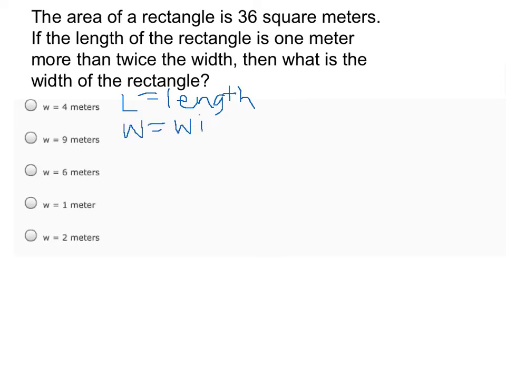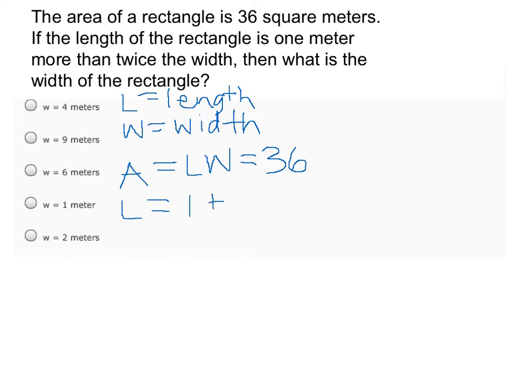width of the rectangle. Now we know that to find the area of a rectangle, we use the equation length times width, and they tell us that the area is equal to 36 square meters. Now for our second equation, we know that the length of the rectangle is 1 meter more than twice the width. So that tells us 1 more than something would be 1 plus something, and then twice the width, or 2 times the width.